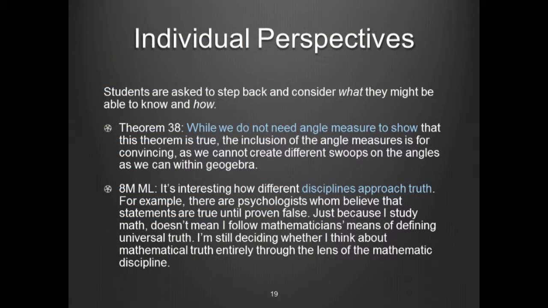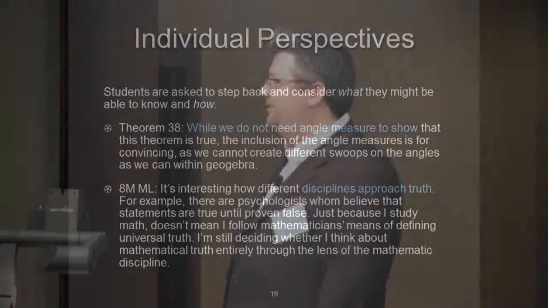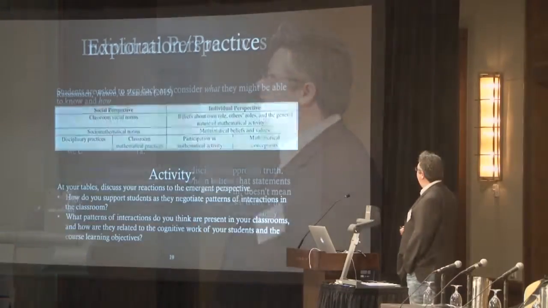I have some individual stuff, so this bottom reflection. It's interesting how different disciplines approach truth. For example, there are psychologists whom believe that statements are true until proven false. I'm not exactly sure where she got this idea. Just because I study math doesn't mean I follow mathematicians' means of defining universal truth. I'm still deciding whether I think about mathematical truth entirely through the lens of the mathematics discipline. But she's definitely wondering, like, ways of knowing, are they different across different disciplines? This is from an individual reflection.